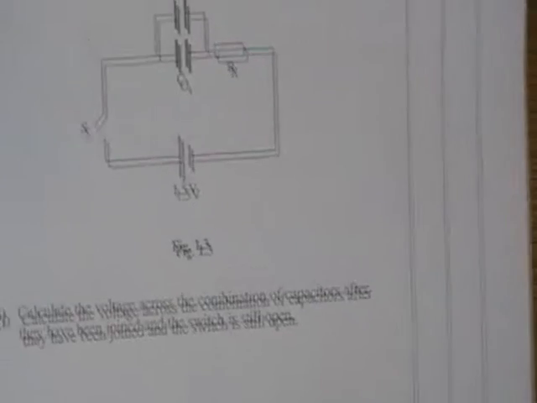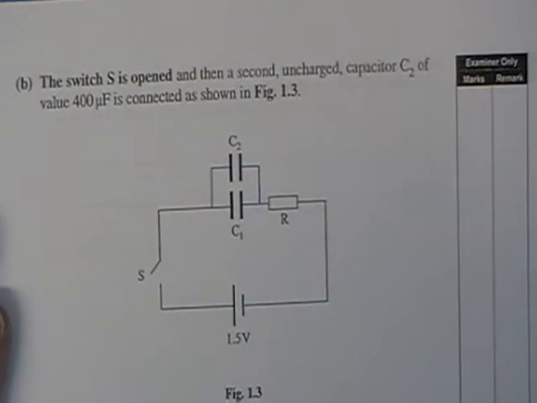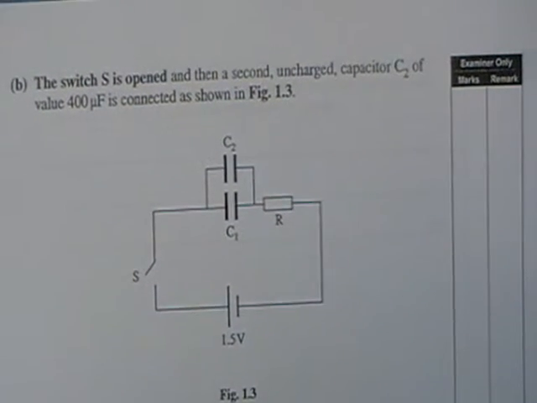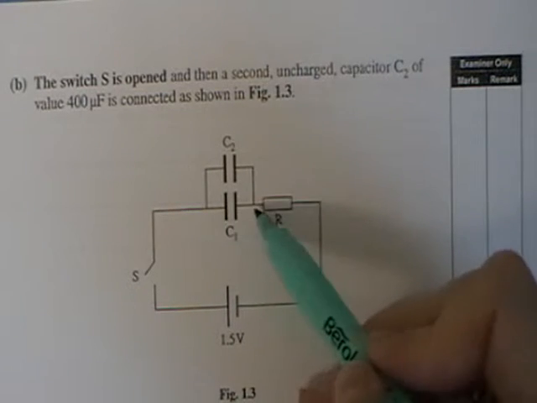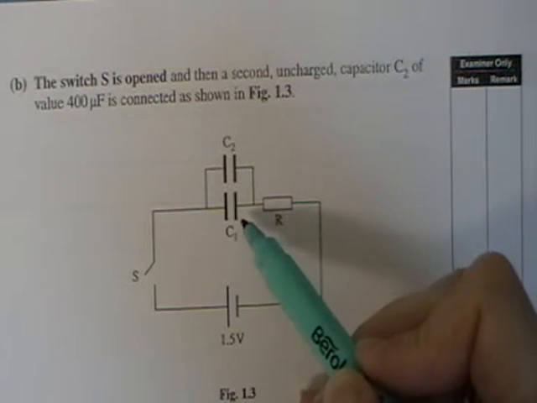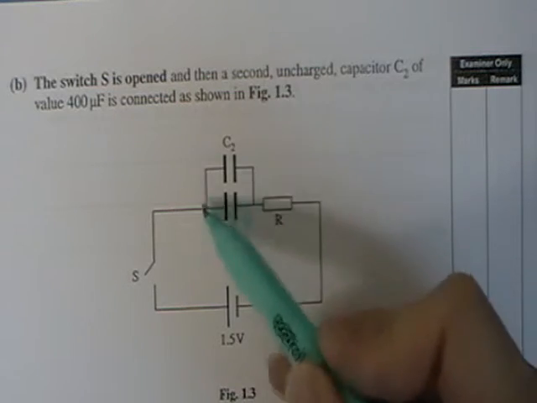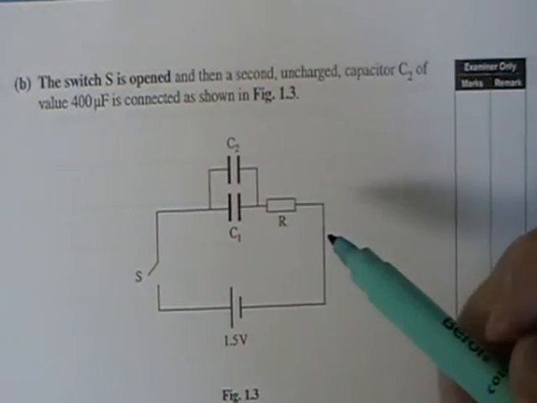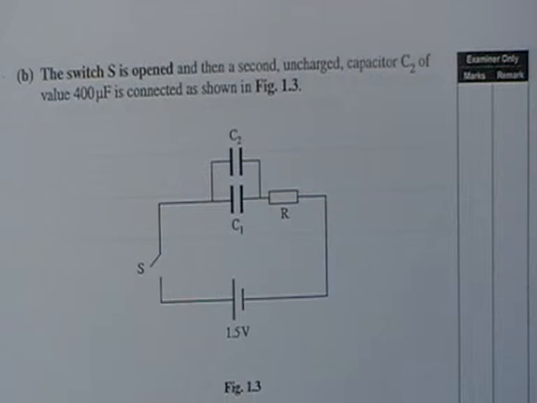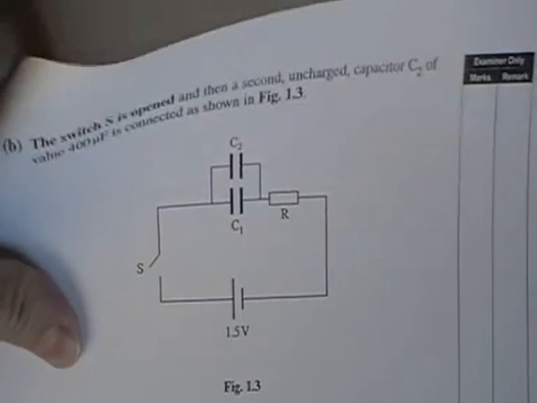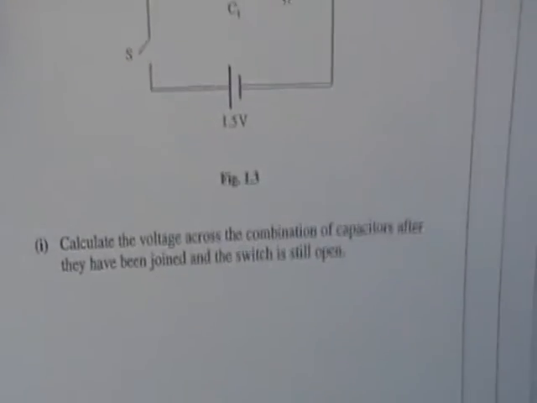Next part of the question, the switch S is now opened, and a second uncharged capacitor C2 of value 400 microfarads is connected in figure 1.1. So really, this is just your capacitor, which is charged, sharing its charge with the second capacitor C2. Calculate the voltage across the combination of capacitors after they've been joined, and the switch is still open.